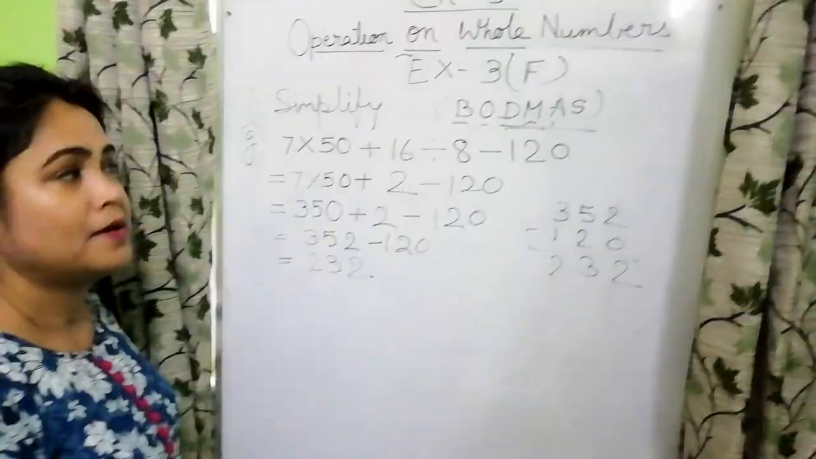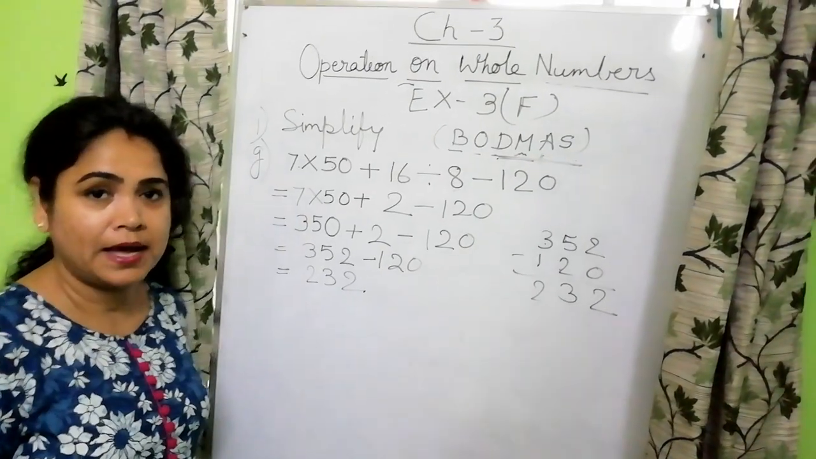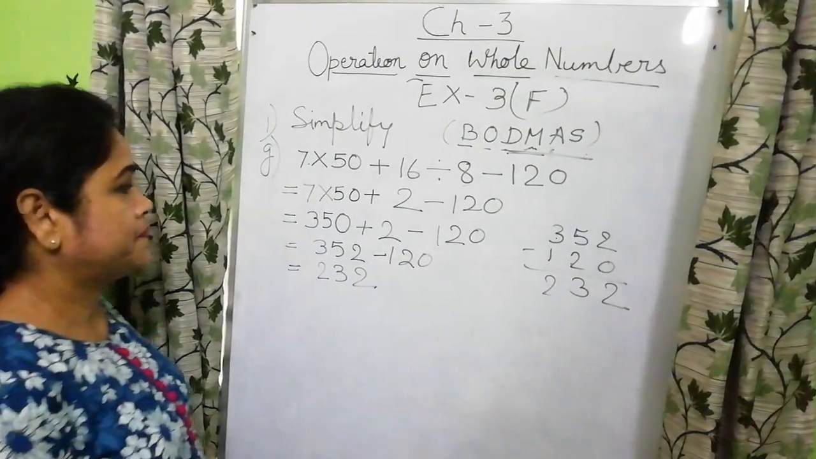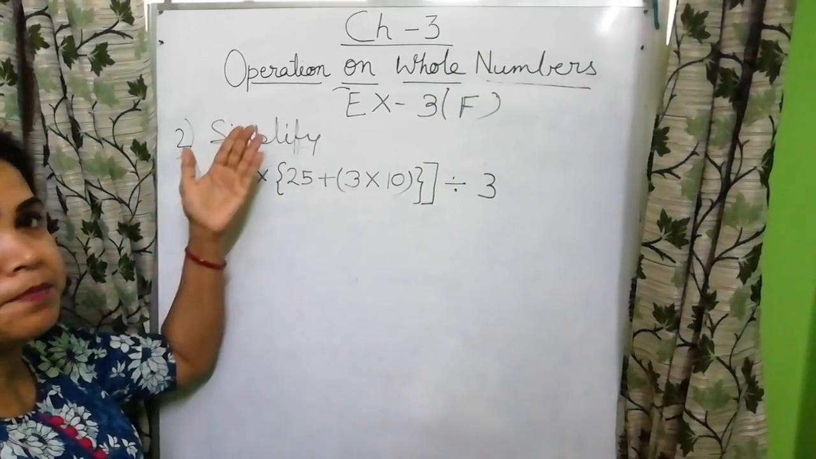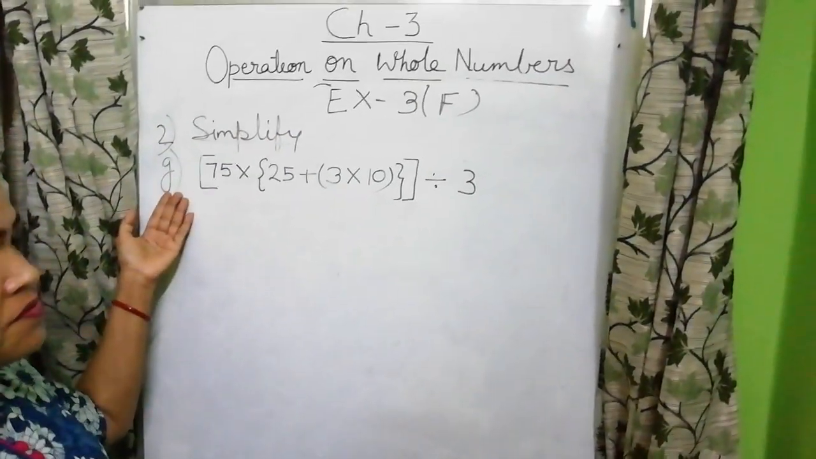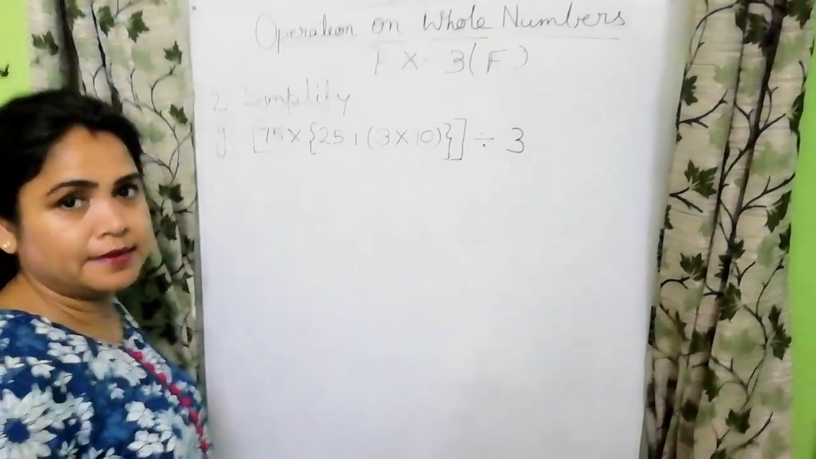Very simple. One more question with of and brackets I am giving you, and we have to solve it now. This is the second question, simplify using BODMAS rule. I am doing this question again. In this question all the brackets are there.